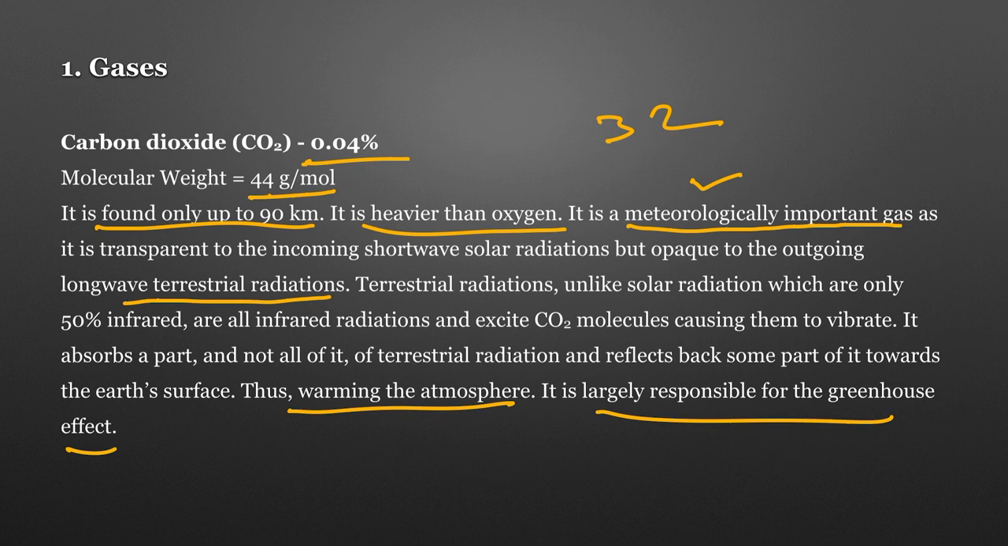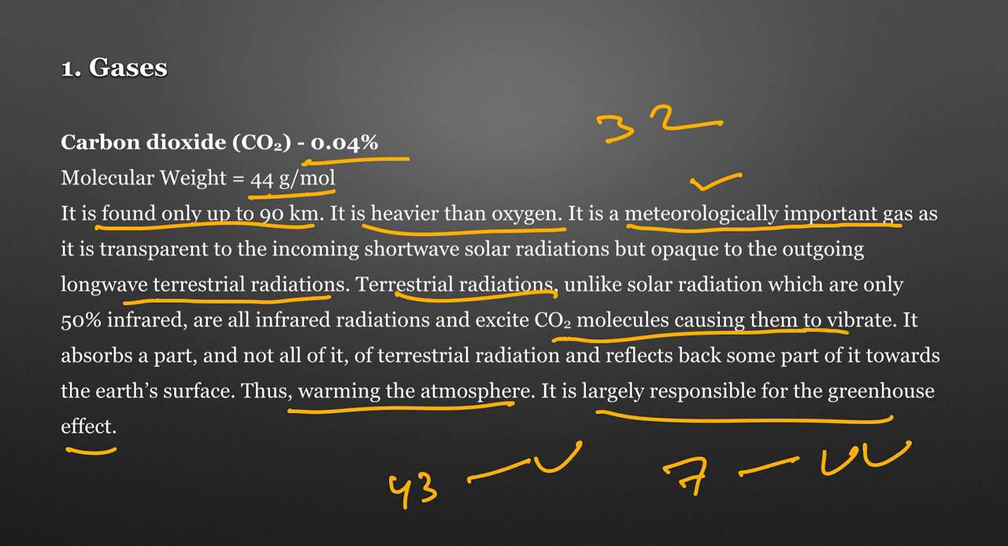Okay, and it is transparent to the short wave solar radiation. Largely transparent, not completely, because solar radiation has 50% infrared, 43% visible and 7% UV. So CO2 only absorbs infrared, and the terrestrial radiations are all infrared radiations, and hence they excite the carbon dioxide molecules, causing them to vibrate. This is basically the absorption process of carbon dioxide.